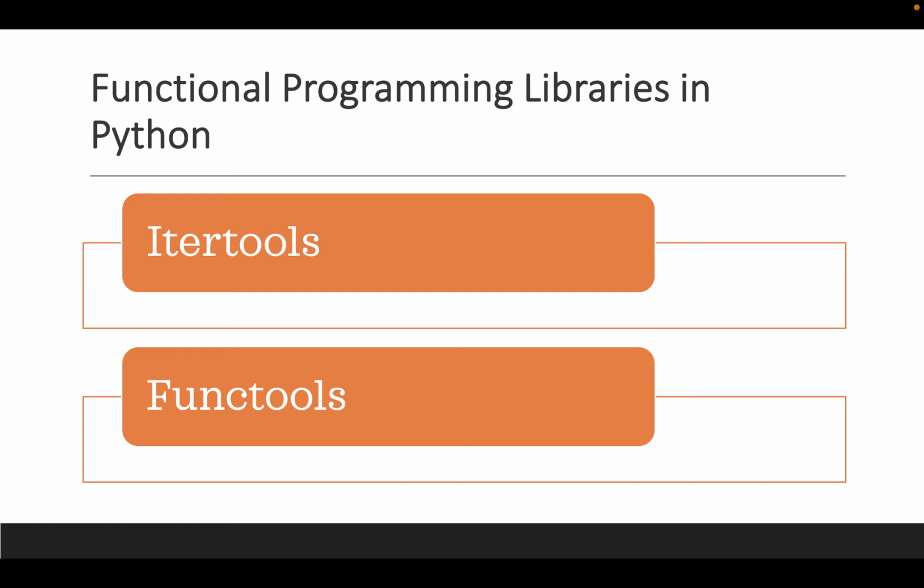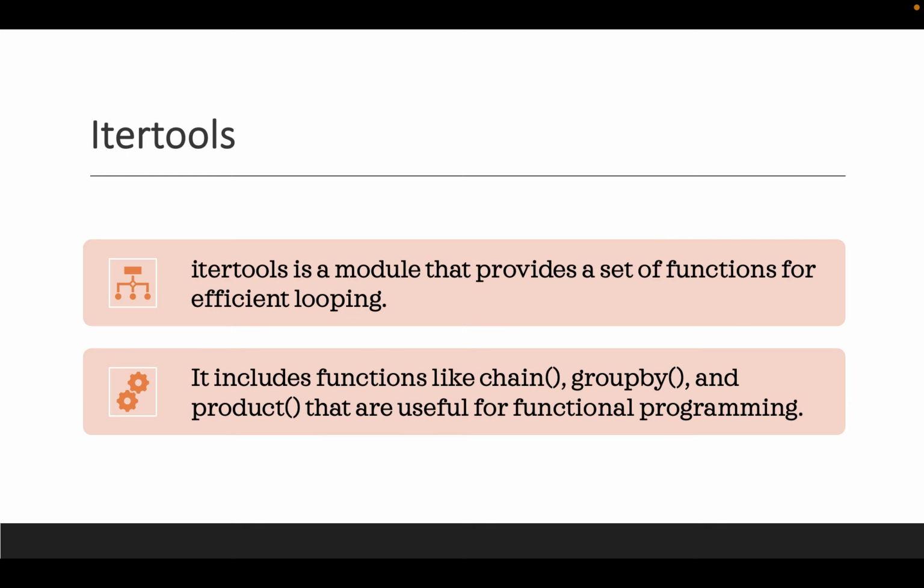Now we look at certain libraries provided as part of the Python standard installation, namely itertools and functools. So itertools provides a set of functions for efficient looping. It includes functions like chain, groupby, and product that are useful for functional programming. These are all functional programming patterns that are commonly seen when we try to structure the code in a functional way.